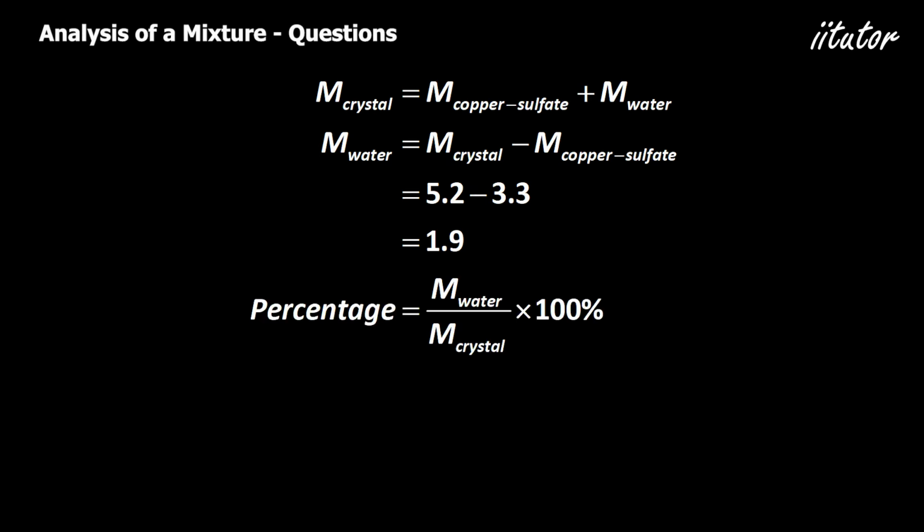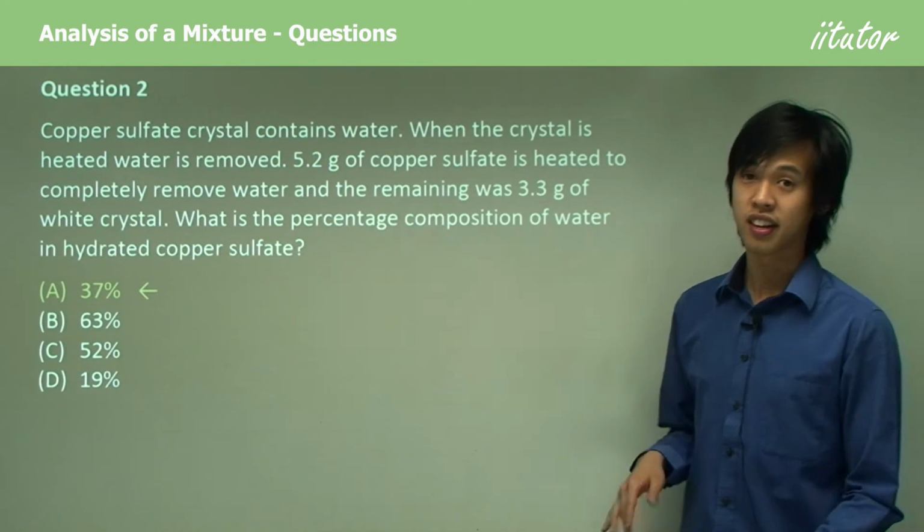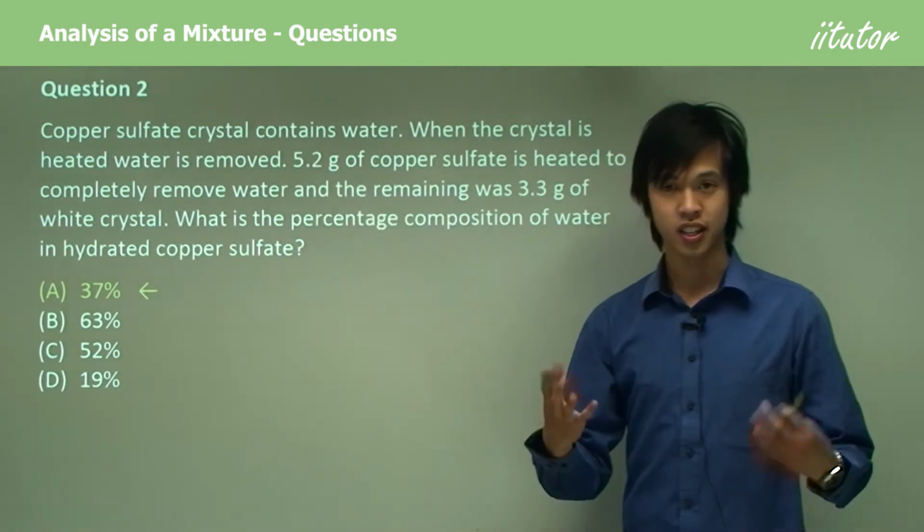So we now know the mass of the water. Now all we have to do to work out the percentage mass is divide this mass by the total mass of the crystal, times 100. Percentage mass equals m H2O over m crystal times 100, and that gives us our percentage mass. And if we do the calculation, what we'll find is the answer is 37%. The percentage mass of the water is 37%. So 37% of this crystal, copper sulfate, is water.